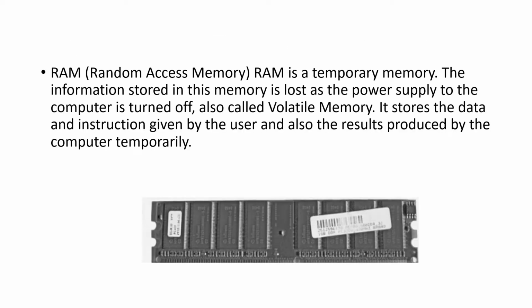RAM, or Random Access Memory, is a temporary memory. The information stored in this memory is lost as the power supply to the computer is turned off, also called volatile memory. It stores the data and instructions given by the user and also the result produced by the computer temporarily. So remember, once the computer is off, everything will be lost. That is RAM.